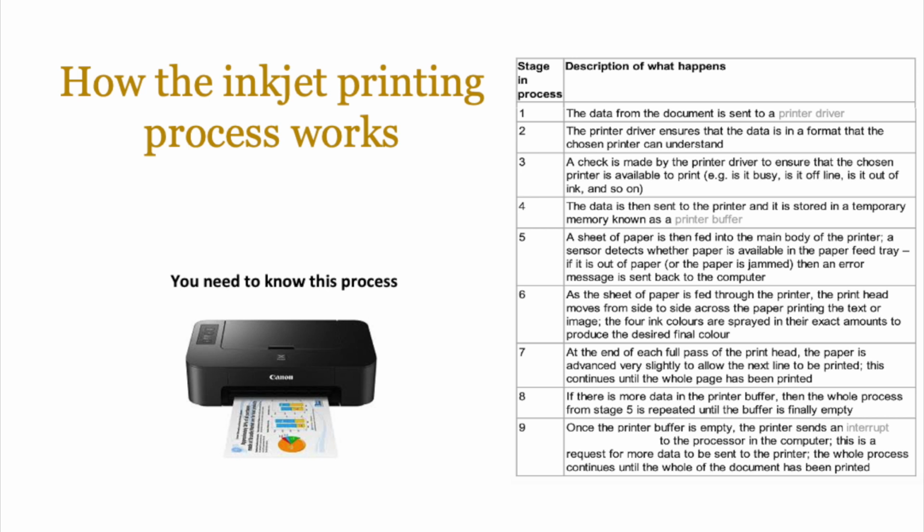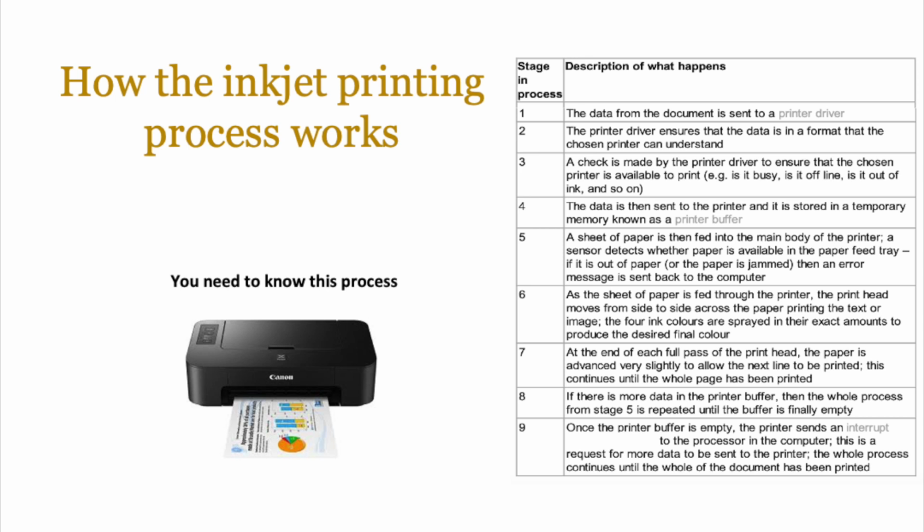Data from the document is sent to the printer driver on your computer. The printer driver ensures that the data is in the format that the printer can understand. A check is made by the printer driver to ensure that the chosen printer is available to print. Is it already printing? Does it have enough paper and ink? All of those checks are done. The data is then sent to the printer, which is stored in a temporary memory known as a printer buffer.